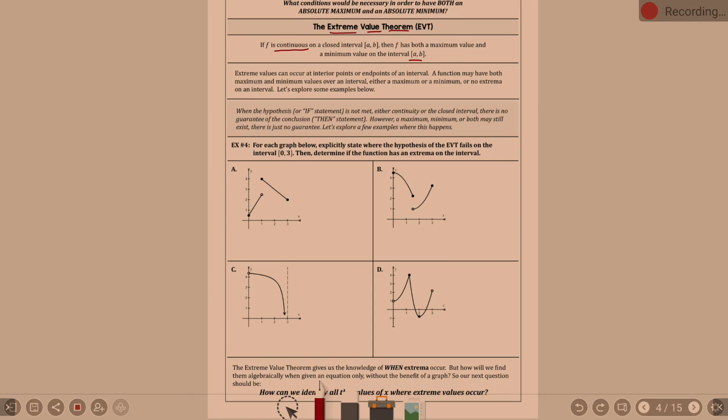Okay, 4a. For the graph below, explicitly state where the hypothesis of the EVT fails on the interval 0 to 3. Then determine if the function has an extrema on the interval. Did you catch how that read? Explicitly state where the hypothesis fails. So are any of these going to work from 0 to 3? No, they're not going to work. And then we're still going to talk about extrema.